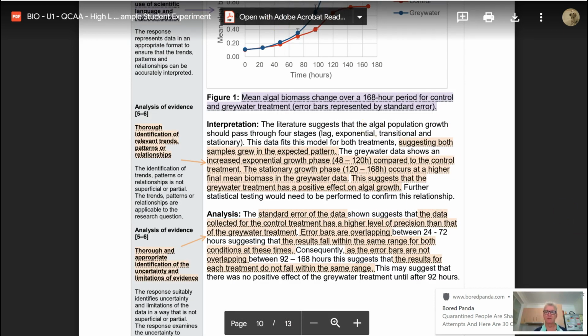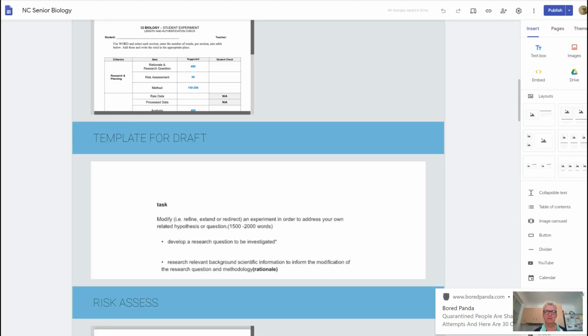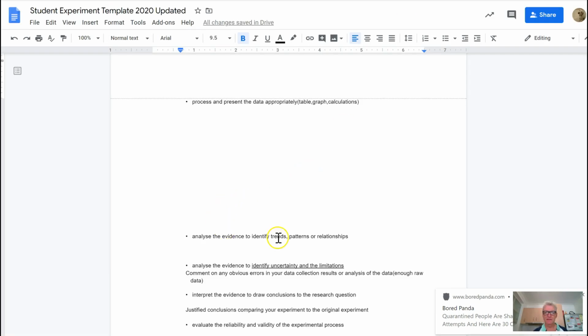So what are you doing with your interpretation? You're interpreting the data that you've got. So you've got tables, you've got graphs. Now you've got to interpret it and analyze what it means. Yep, that's the next section of your write-up. So in your template, you'll be going to this part here. So you've got all your graphs, your tables, and your averages, calculations, standard deviation, etc., and your confidence interval. And now you're going to talk about the trends, patterns, or relationships.